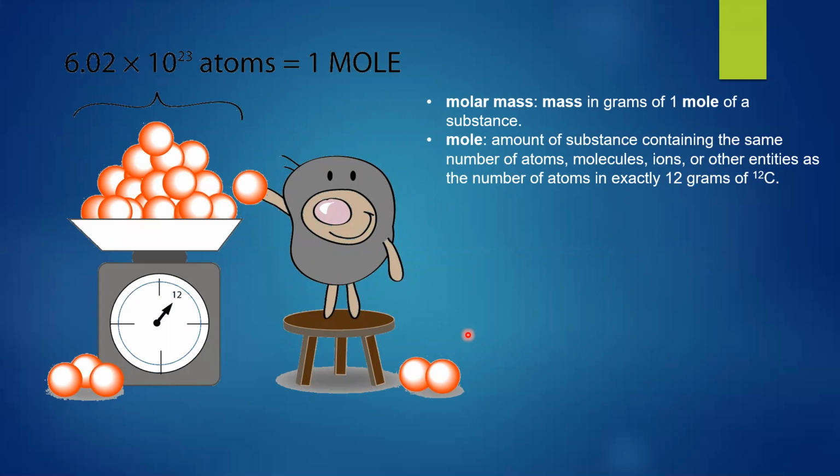So molar mass means mass in grams of 1 mole of a substance. Mole gives us the amount of substance containing the same number of atoms, molecules, ions or other entities as the number of atoms in exactly 12 grams of carbon 12. 1 mole is equal to 6.022 into 10 to the power 23 atoms. This value is given by the scientist Avogadro.